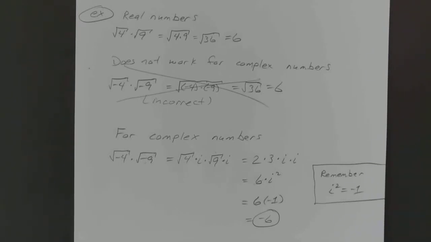Could you leave your final answer as 6i squared? Oh yeah, if you left it 6i squared, it would be right, it just wouldn't be completely simplified. It's kind of like leaving a fraction as 4 over 2 instead of making it 2. Okay. Any other questions?